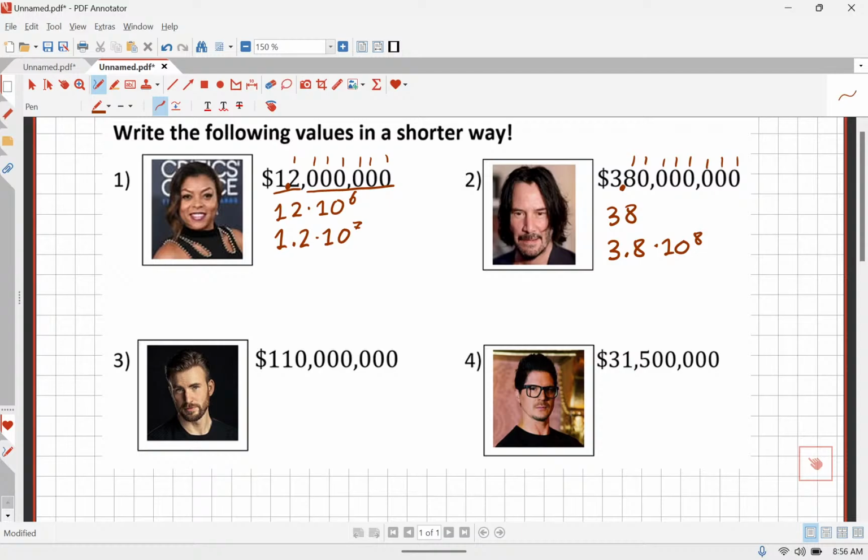Is Chris? I don't know who Chris Giles is. Never heard of Chris Giles. Oh, indeed. There you go. All right. Oh, perfect. Look at this. Bronson, how would you shorten Chris Evans' net worth?